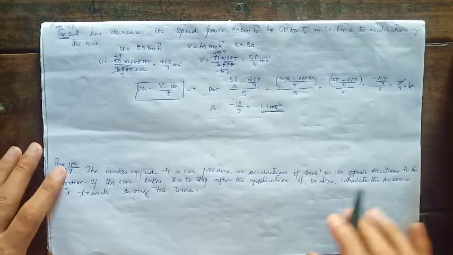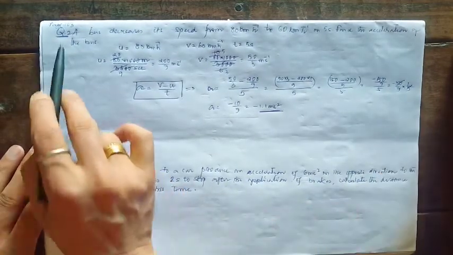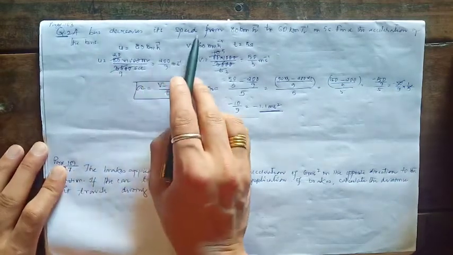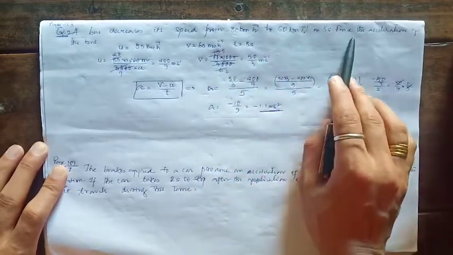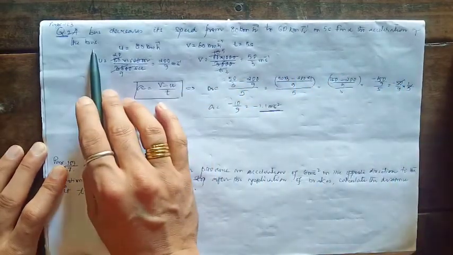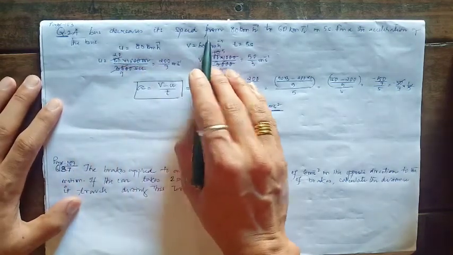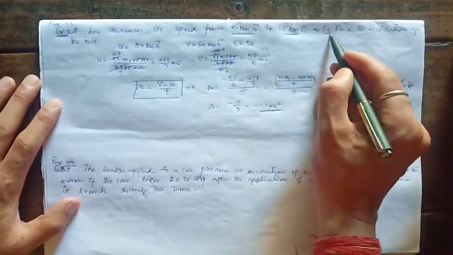Now students, we have another problem from our NCERT textbook. This is question number 2 from page number 103. A bus decreases its speed from 80 km per hour to 60 km per hour in 5 seconds. Find the acceleration of the bus.